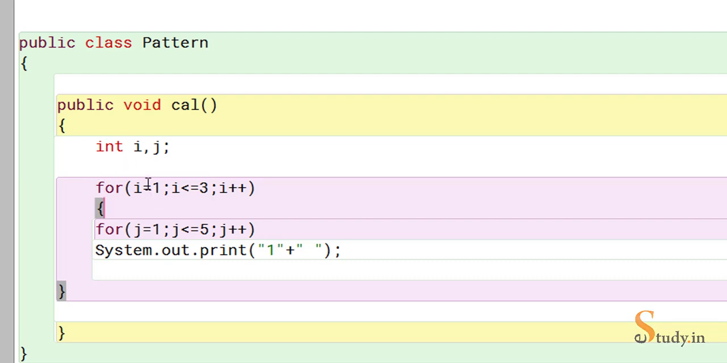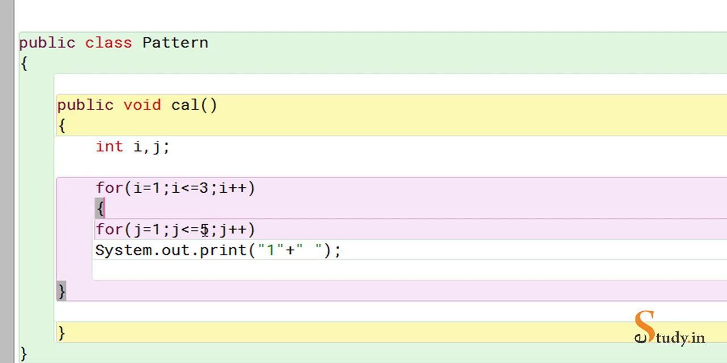So initially the value of i is 1, the condition is true, it enters the for loop. Now j is initialized to 1, j is less than equal to 5, so 1 is printed. Now j is incremented to 2, again 1 is printed, 3, 4, 5. As long as the condition is true, this loop is executed and the number 1 is printed 5 times. When j becomes 6, the condition is false, so it comes out here. Then, because we have another loop above this, i becomes 2.